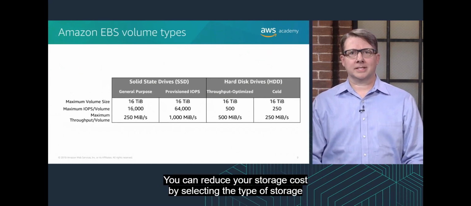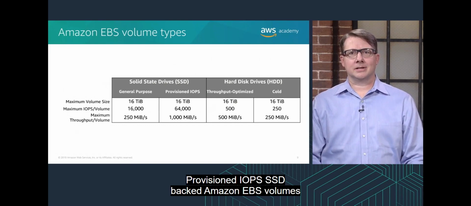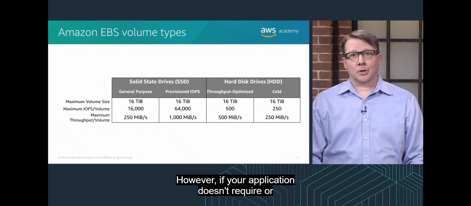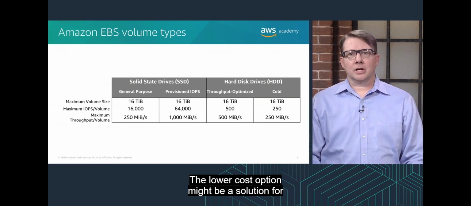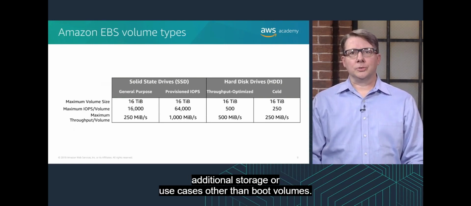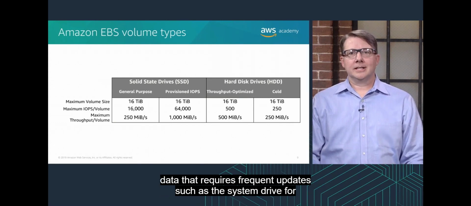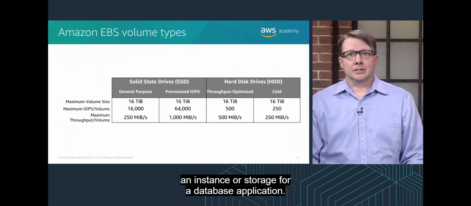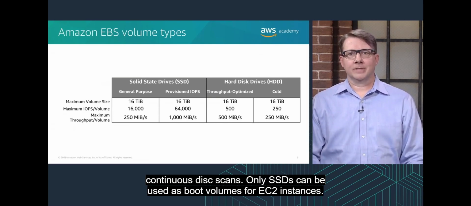You can reduce your storage costs by selecting the type of storage that is the best match for your workload. Provisioned IOPS SSD-backed Amazon EBS volumes can give you the highest performance. However, if your application doesn't require or won't use performance that high, general purpose SSD might be sufficient. The lower cost option might be a solution for additional storage or use cases other than boot volumes. You can use Amazon EBS volumes as primary storage for data that requires frequent updates, such as the system drive for an instance or storage for a database application. You can also use them for throughput-intensive applications that perform continuous disk scans. Only SSDs can be used as boot volumes for EC2 instances.